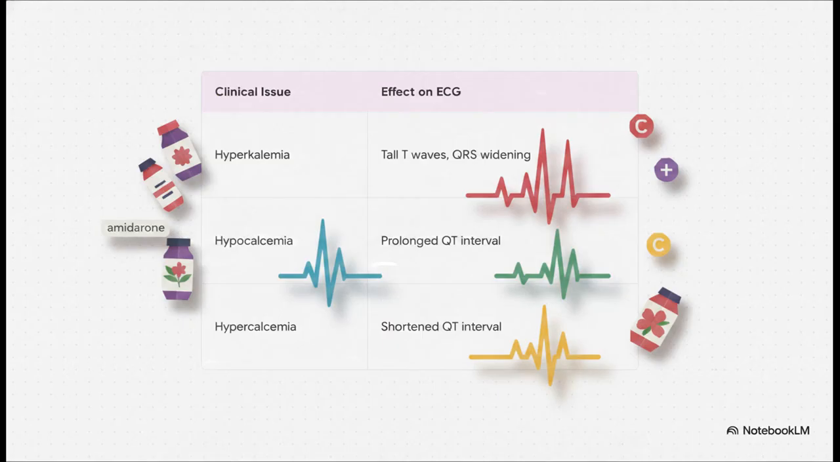But it's not just blockages that alter the blueprint. Metabolic states and drugs can totally warp the waveforms too. Notice how specific imbalances warp these intervals. Hyperkalemia, which is dangerously high potassium, physically pulls the T waves up into these tall, peaked structures and widens out the QRS. Conditions like hypocalcemia or even drugs like amiodarone will stretch out the QT interval, which creates a prolonged vulnerability during the heart's reset phase. Conversely, hypercalcemia or digitalis toxicity can actually shorten that QT interval.